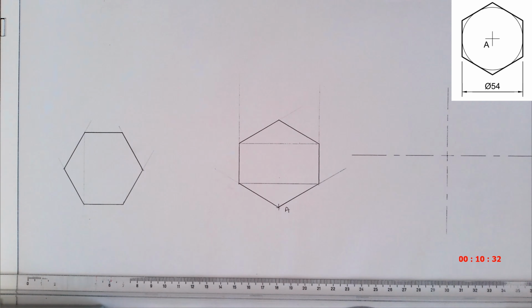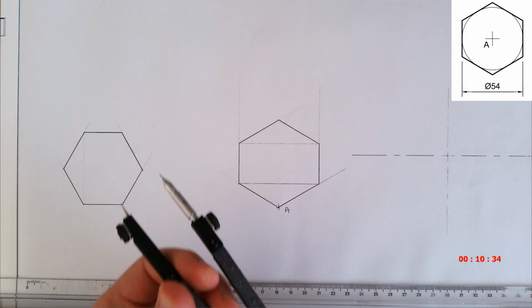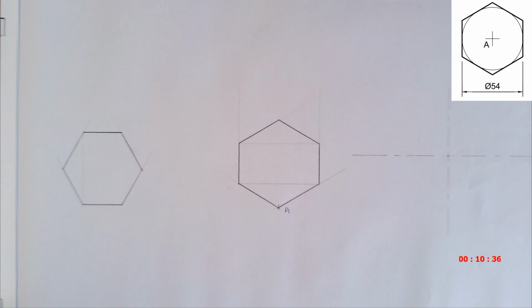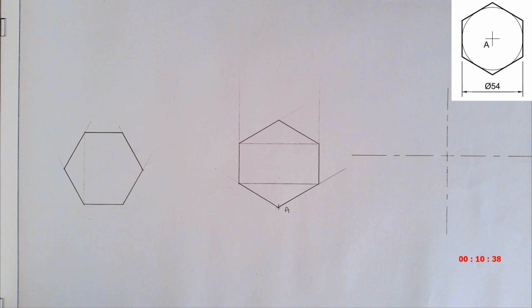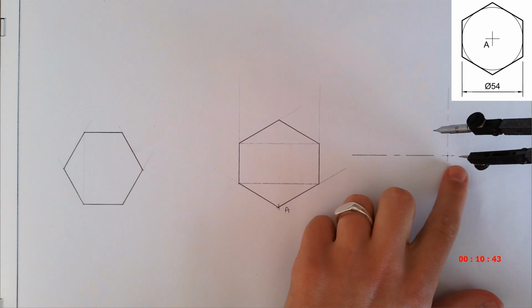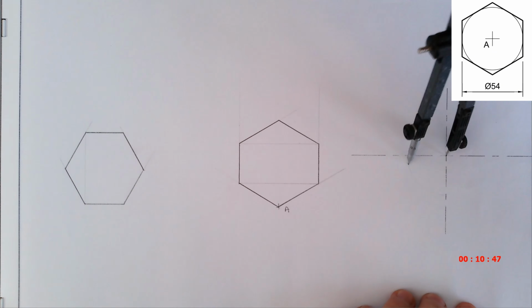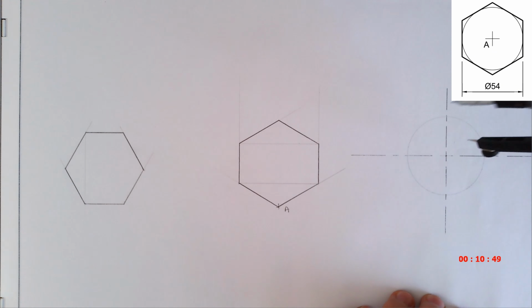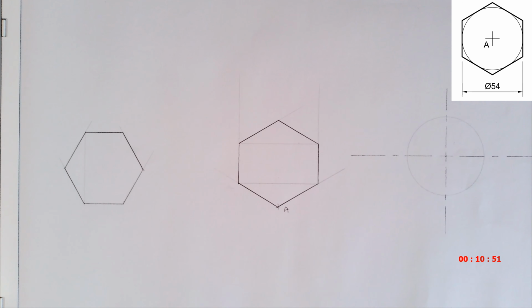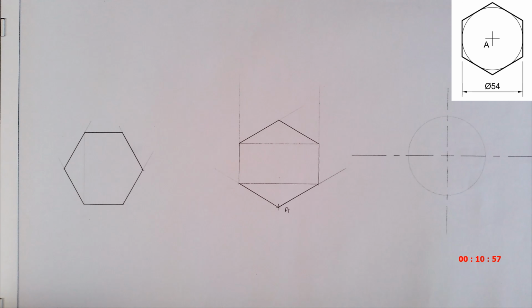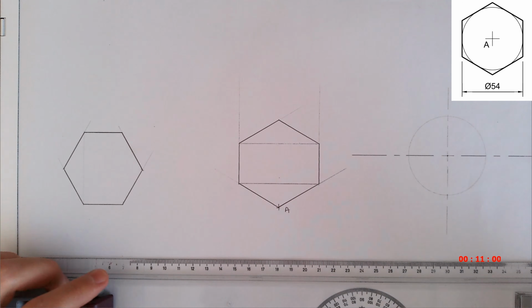So I need to set my compass on 27. Then I am going to draw a light circle in construction. This should be done light, because that is not part of the final product. And now it is very easy to construct the hexagon.